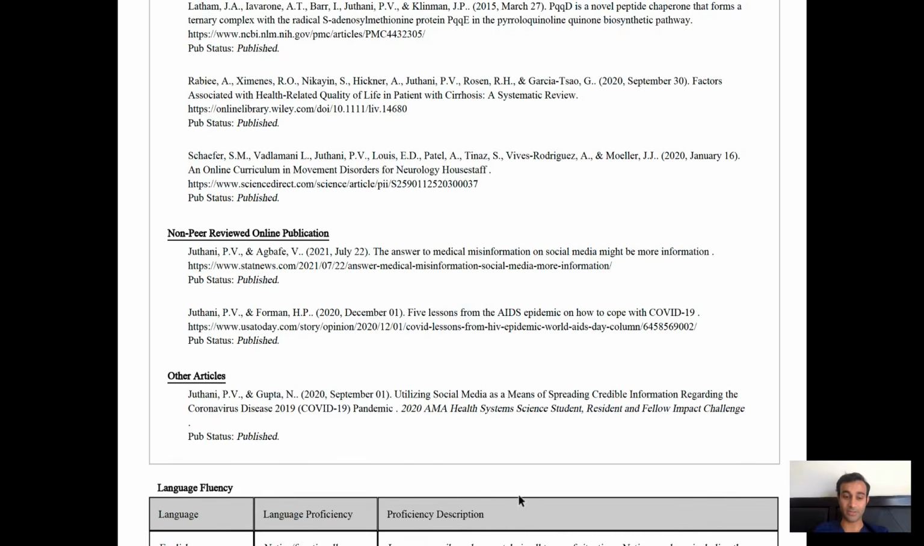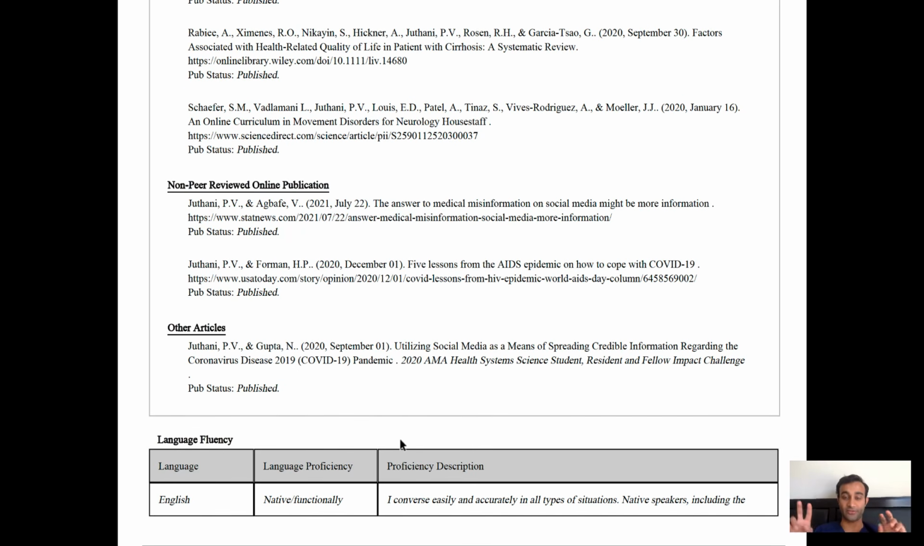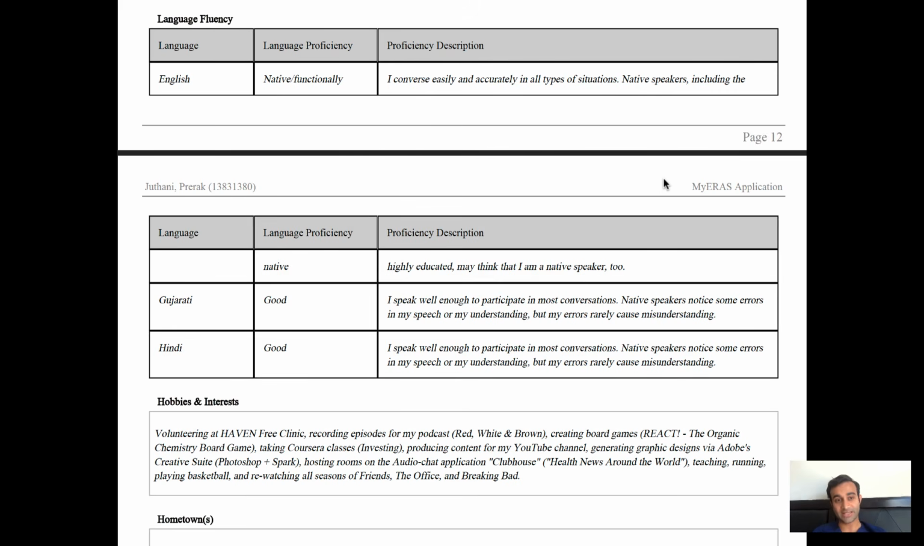And then last but not least, I just have this section for other articles, which, if they don't fit into any other category, you can list them here. So those are all of my publications. Now let's end with some of the last-minute details that are going to be included on anyone's application. The last section of the application will include the languages that you speak, the language proficiency that you have, and then the hobbies and interests.